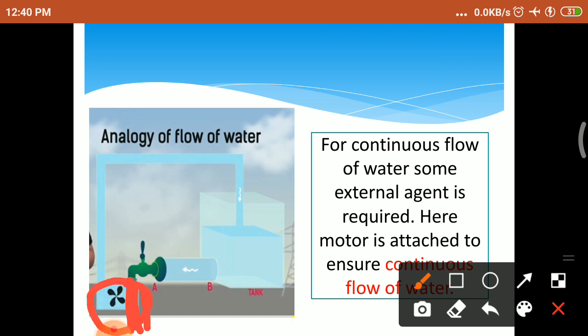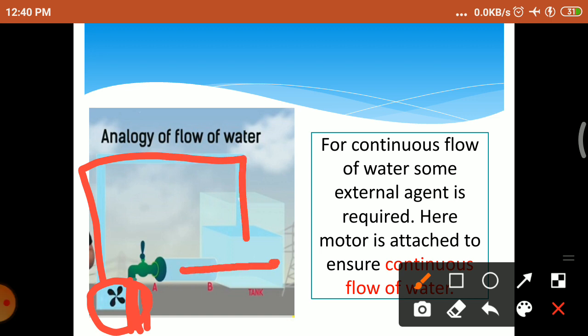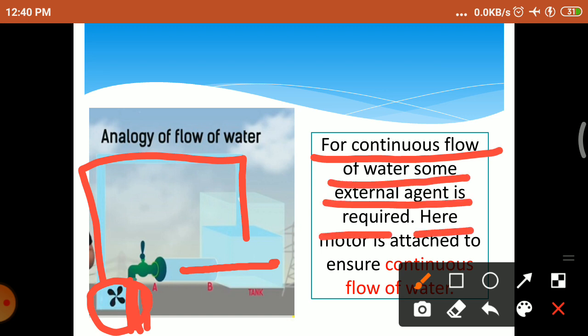This motor collects the water from the tap, and this water is again passed through the tank, and this water again goes into B to A. So here I get continuous flow of water. So for continuous flow of water, some external agent is required. Here a motor is attached to ensure continuous flow of water.